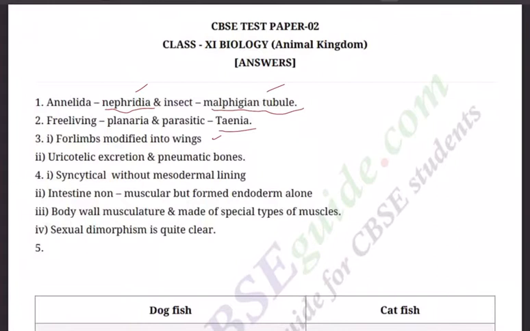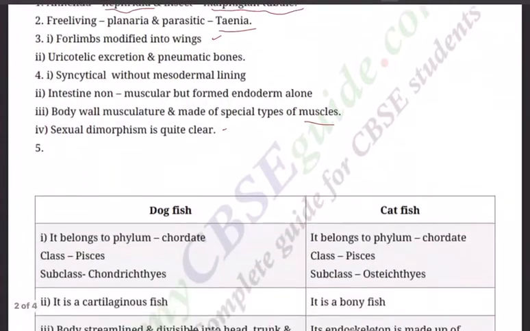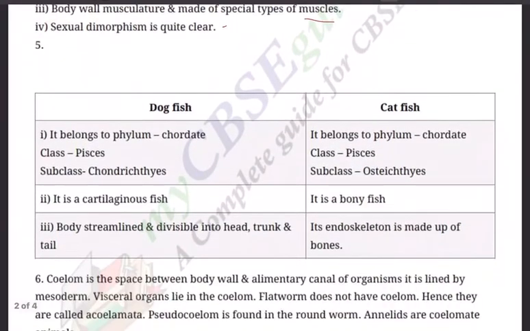Question 4. 1. Syncytial without mesodermal lining. There is no mesoderm. And then the intestine is non-muscular, formed from endoderm alone. Body wall musculature is made up of special types of muscles. And then sexual dimorphism is quite clear. So male and female sex is very clear.